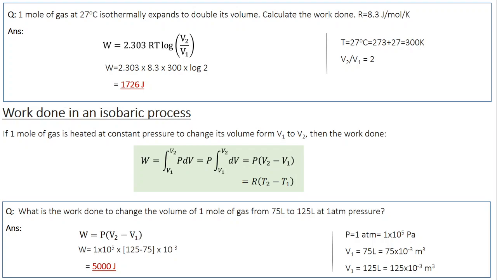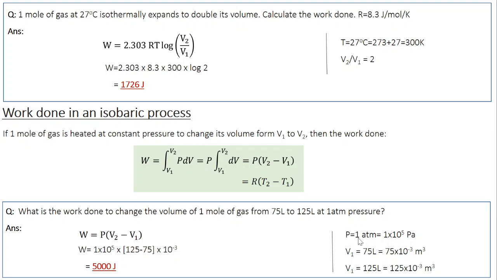PV equals RT, so I can rewrite this equation in terms of the temperatures as R into T2 minus T1. Very simple and straightforward, right? Let's do a problem. What is the work done to change the volume of 1 mole of gas from 75 liters to 125 liters at 1 atmospheric pressure?